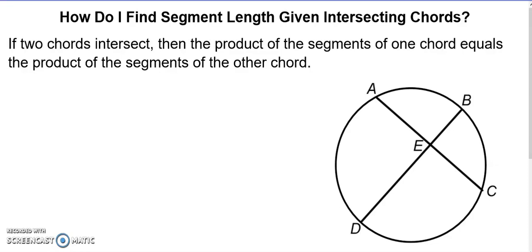So if two chords intersect inside a circle, and they have to intersect inside a circle because they're chords, chords are completely inside a circle. AC is a chord. Notice it touches the circle twice. It never goes outside the circle. BD is a chord. It touches the circle twice and does not go outside the circle.